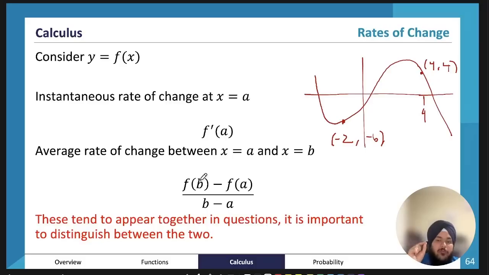From basic linear equations, if you have 2 points, you can easily determine the gradient, just doing rise over run, or y2 minus y1 over x2 minus x1. So if you let these be x1 and x2, and these be y1 and y2, you can easily just solve this. Pretty straightforward for average rate of change. And instantaneous rate of change is just the derivative at that point.